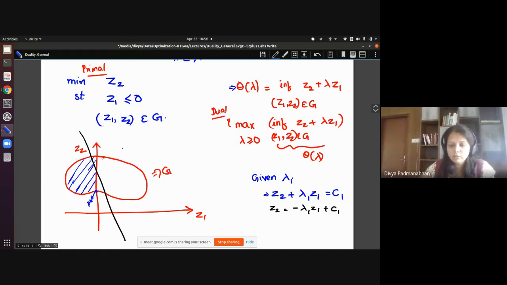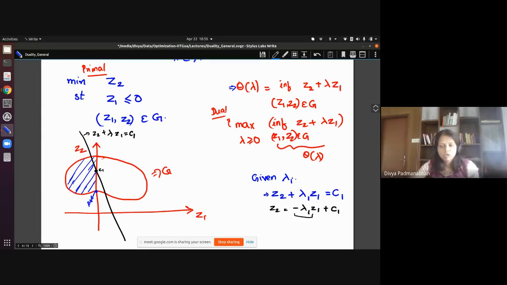So maybe something like this. The set of all Z1, Z2s can be in G or outside G, whatever, I don't care. But this is going to be the line Z2 plus lambda 1 Z1 equal to C1. And I drew it with a negative slope because ultimately the lambda 1s will all be positive, so this line will have a negative slope. This intercept is equal to C1.